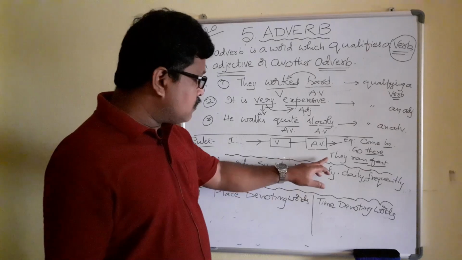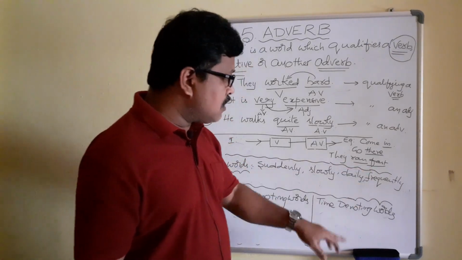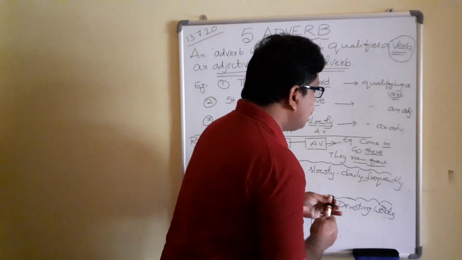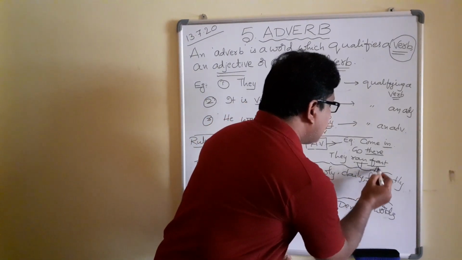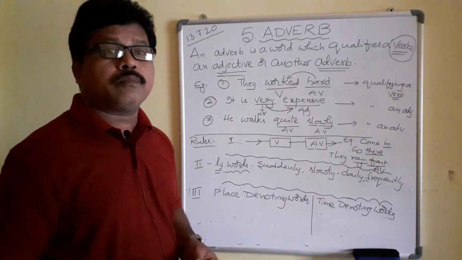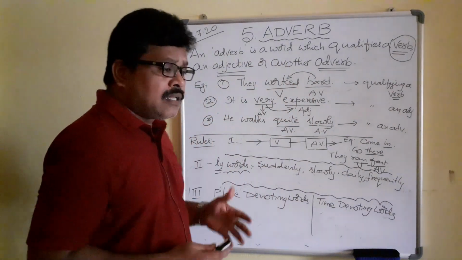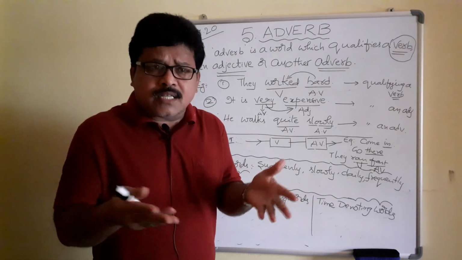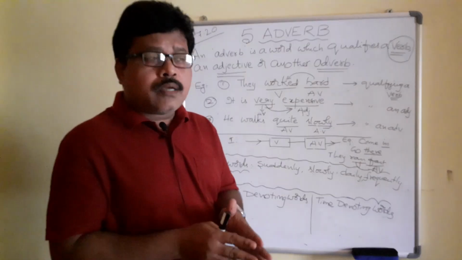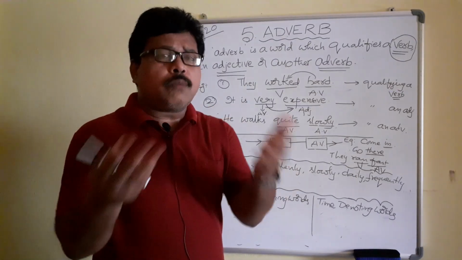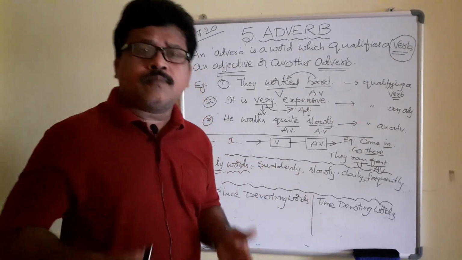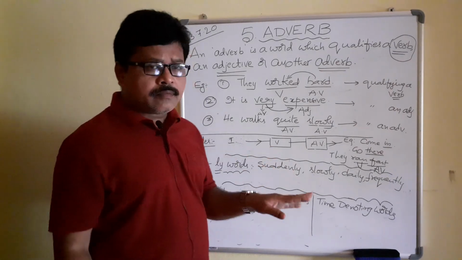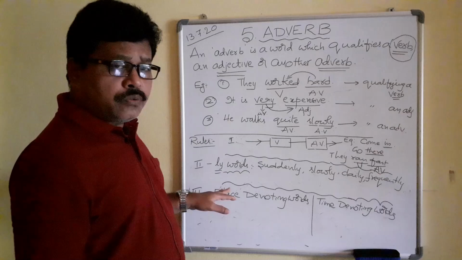Here, they ran fast. Ran is the verb, so the verb is followed by an adverb. Mother cooks tastily. Cooks is a verb, an action, cooking. So the verb is followed by an adverb, and by default tastily is an adverb. In that way also we can identify. This is rule 1.